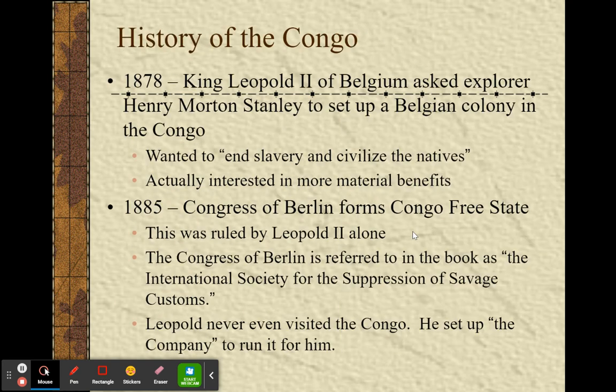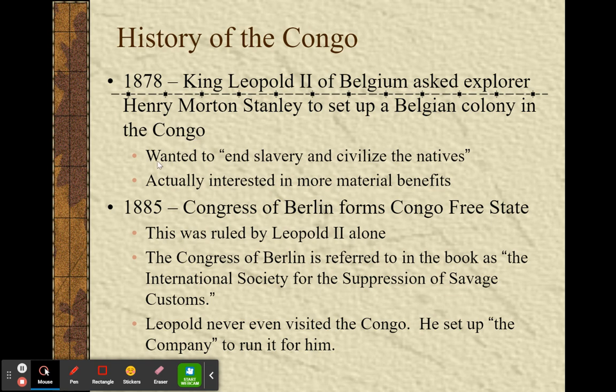History of the Congo. In 1878, King Leopold II of Belgium asked explorer Henry Stanley to set up a Belgian colony in the Congo. He wanted to end slavery and civilize the natives. So I'm just going to back it up here. In 1831, Great Britain abolished slavery and basically ended the slave trade per se. Now, the United States did not abolish slavery until 30 years later in 1865. So this is even after the United States.